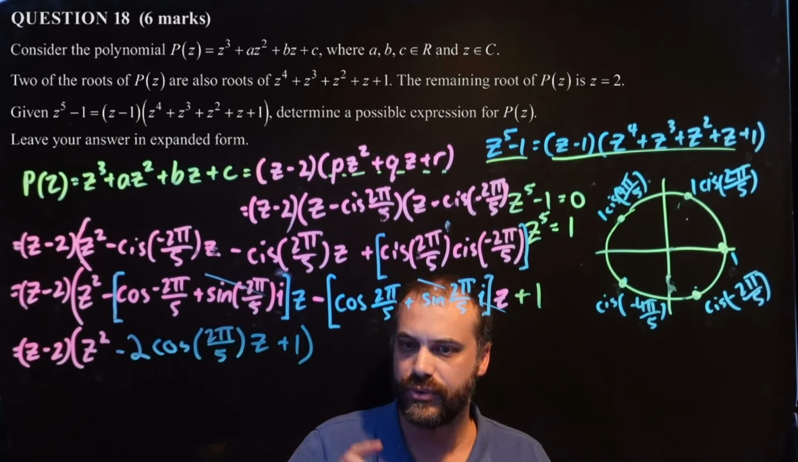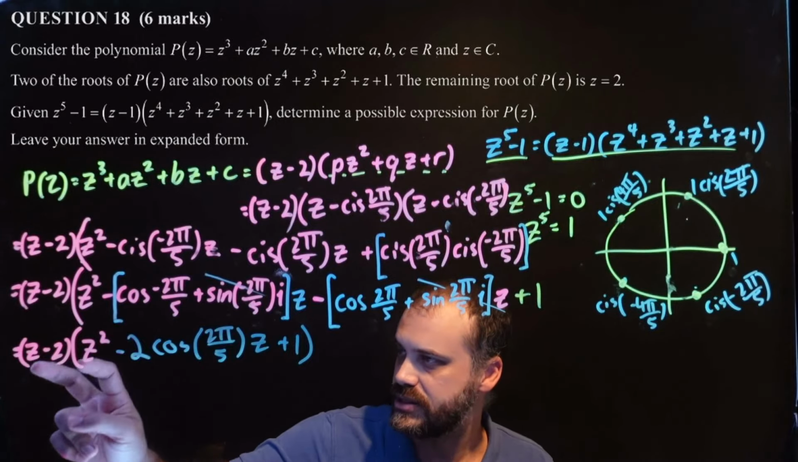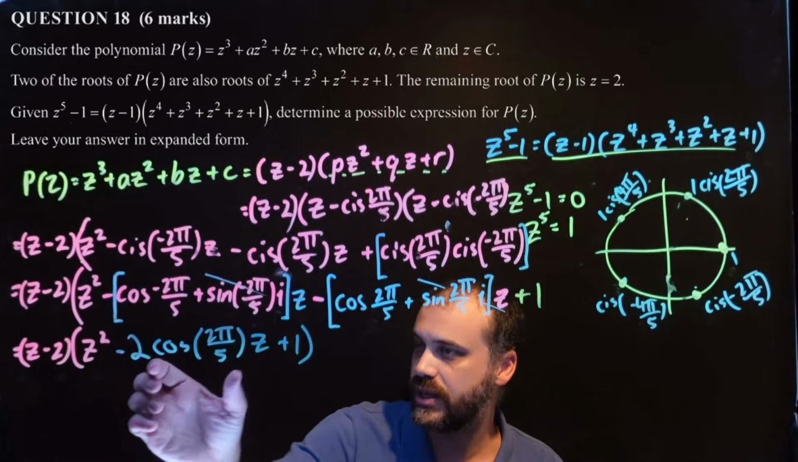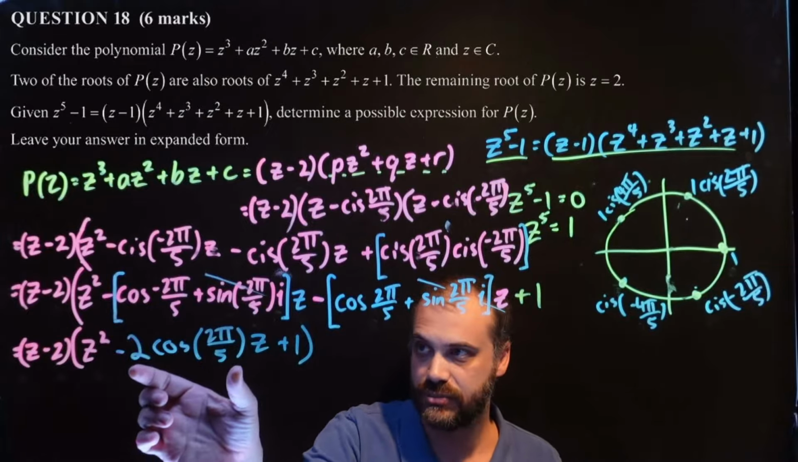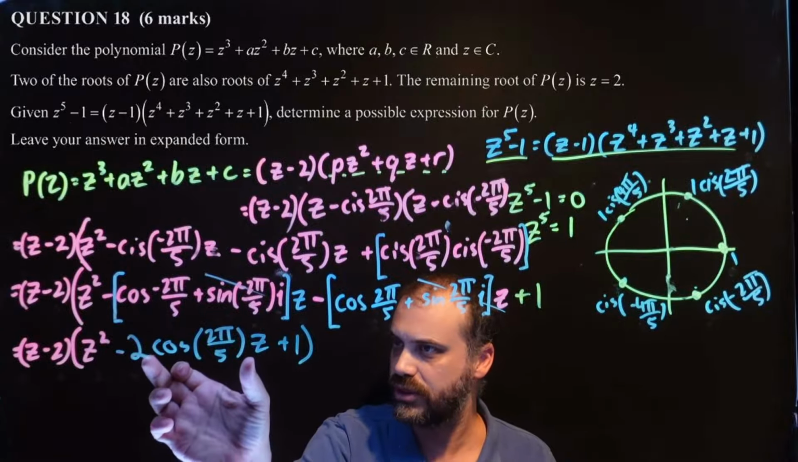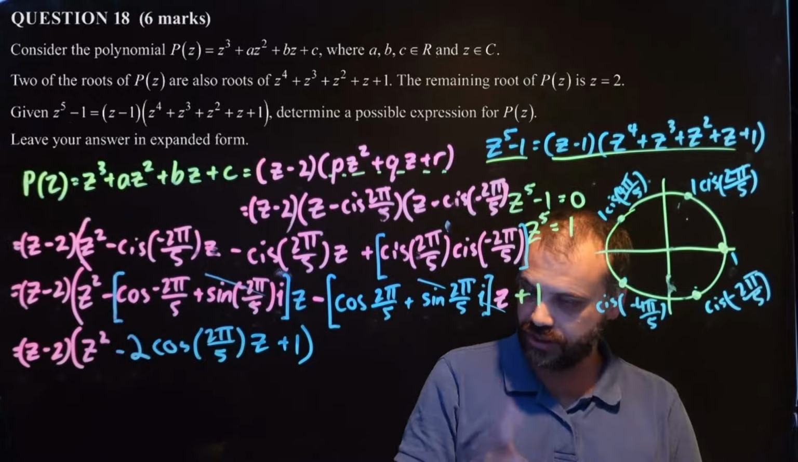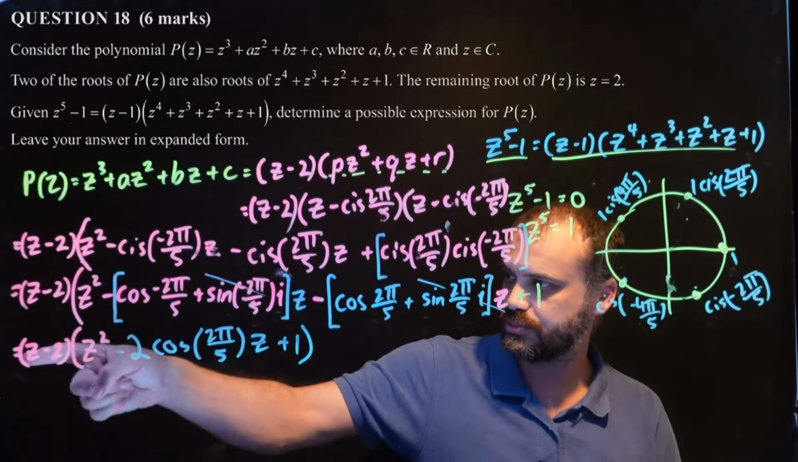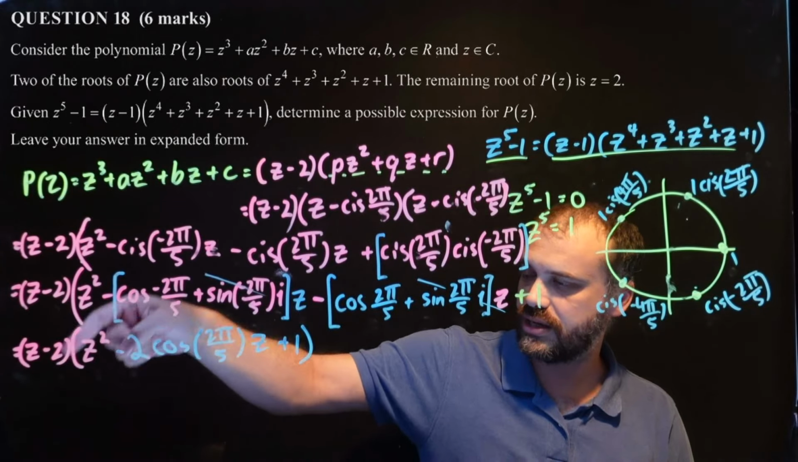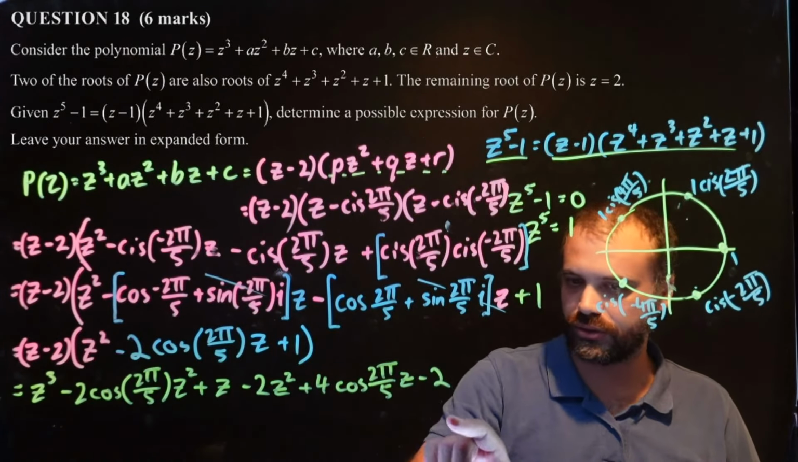Okay, that is good, because now what I have is z minus 2, I have z squared, I have whatever this value happens to be, it's purely real, z plus 1. So now I can expand these brackets just by doing z times all 3 of those and negative 2 times all 3 of those. Alright, we're looking good. I've just expanded the whole thing.